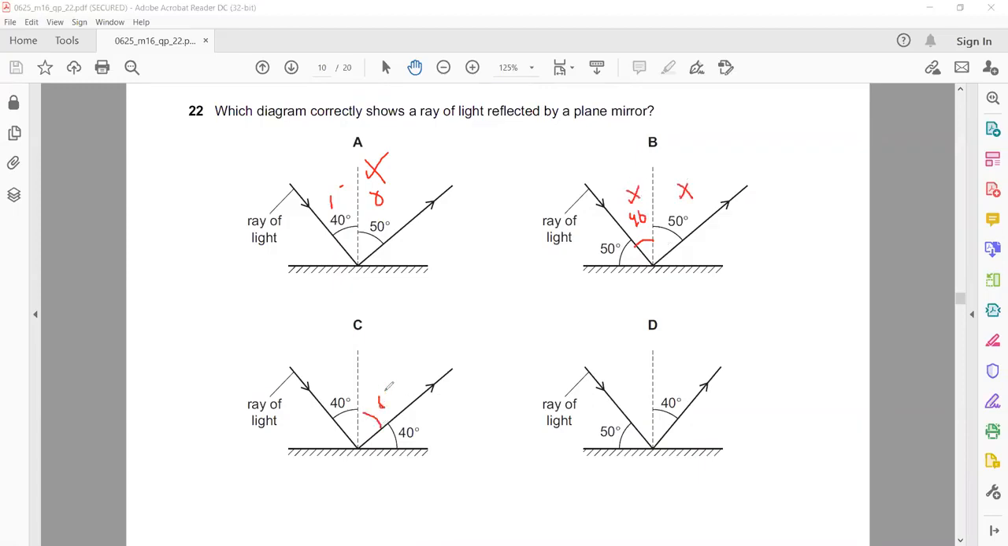This angle will be 50. So the angles of incidence and reflection are not the same. So 90 minus 50, that's 40. So the angle of incidence and the angle of reflection are the same. That's why D is the right answer.